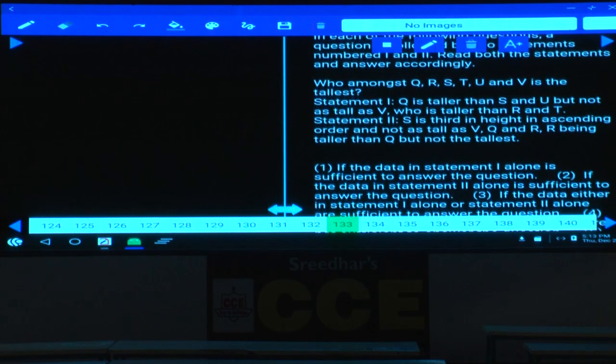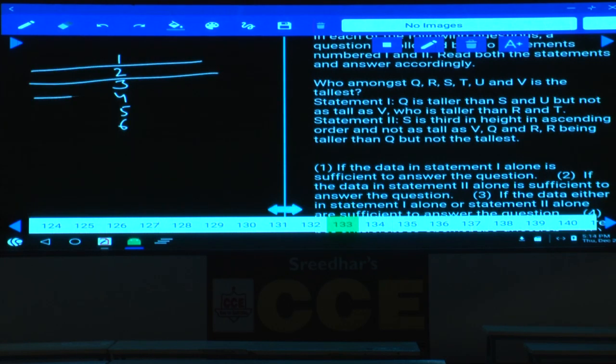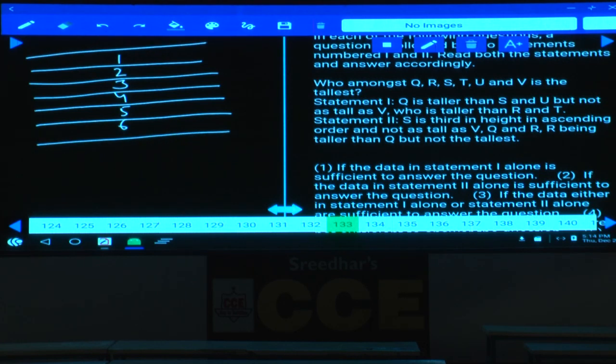Now in this 133, who among Q, R, S, T, U, V is the tallest? How many persons are there? There are in total 6 persons. Among these 6 persons, the question is about who is the tallest. Tell me, who is the tallest among these 6 persons?